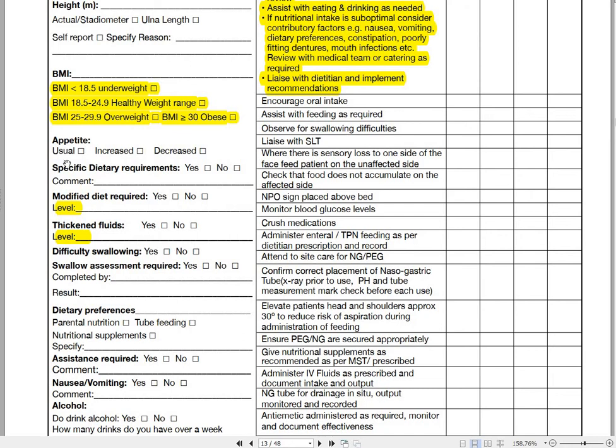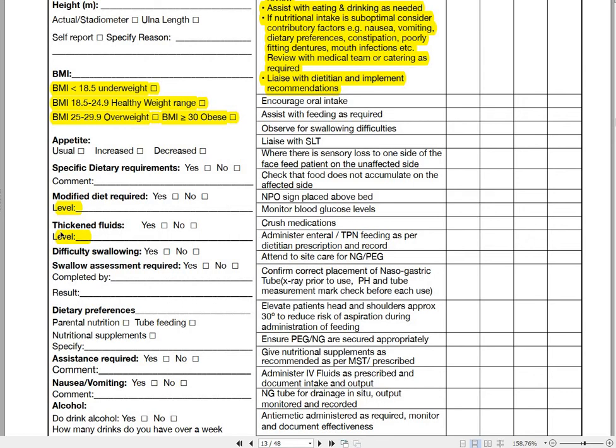Patient's appetite, is it usual, increased, decreased? So tick whichever one applies. Does the patient have any specific dietary requirements? So yes or no. Okay, so maybe the patient is diabetic, maybe they're celiac, maybe they're on a low sodium diet. Whatever it is, you can document it there. Does the patient require a modified diet? So tick yes or no, and if so, you indicate what level it is there, and that's your IDDSI guidelines, which we spoke about earlier.